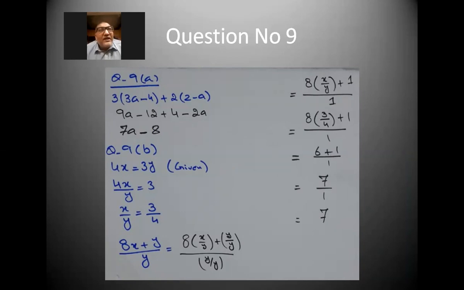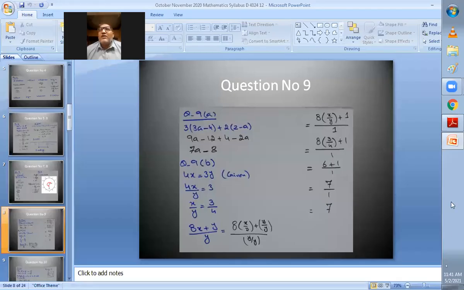So in the place of x divided by y, I will write 3/4. So this 4 and 8 will be cancelled. You will have 2, 2 threes are 6, 6 plus 1 divided by 1. So that will be 7/1, that will be 7. So this question number 9, B part, mark it. It's not an easy one-mark question. It is a little tricky. That was question number 9, A and B part. Hopefully you have understood. Okay, so let's move to the next question.